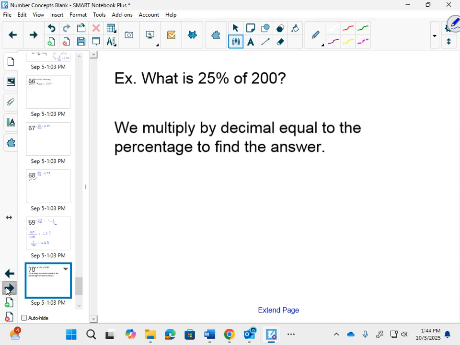Next, we are introduced to the mathematical operation of "of." 25% of 200. We take our percentage and we write it as a decimal: 0.25. The "of" means we want to multiply that by 200.